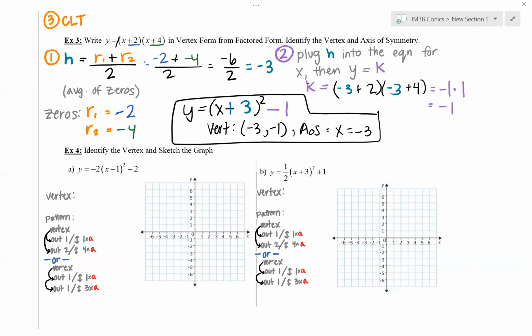Okay, so we found the two x-intercepts by changing the sign. So we had +2, that meant it was -2. +4 meant it was -4. We added those two numbers and divided by 2. That's the h value. Then we had to plug h into the equation to get k.